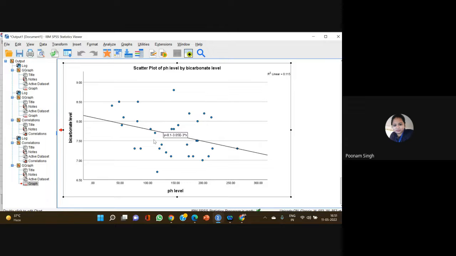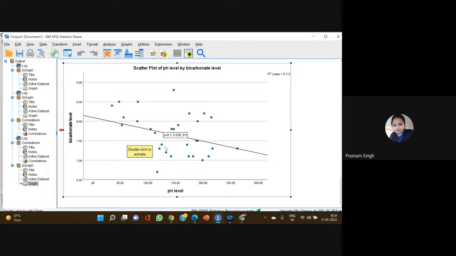So we can see that there is negative correlation. It means that as the bicarbonate level increases, pH level goes down. Also, the spread of data is similar all along the regression line. You can see that they are not cone shaped or curved shaped. So we have established homoscedasticity and linearity.